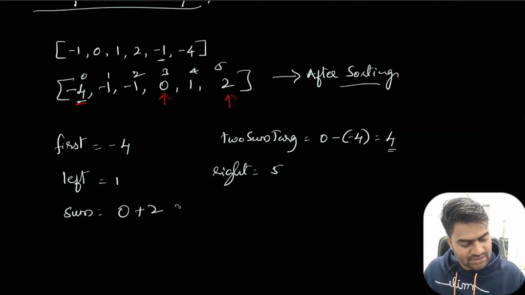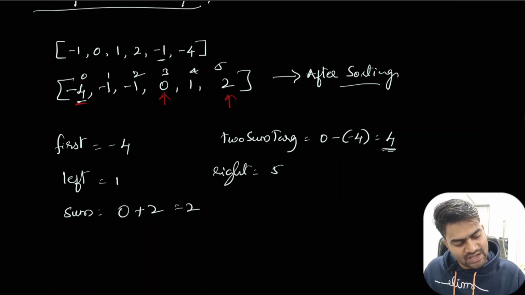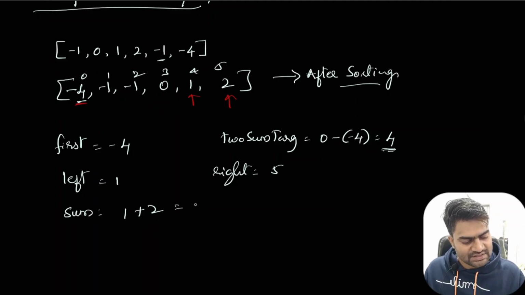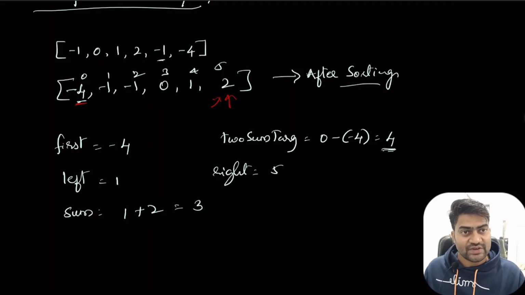What is the total? Which is 2. Again, this is less than our target, which is 4. So I will increment my left pointer. Now this will be 1 plus 2, which gives us 3. Again, 3 is less than 4. So I need to increment my left pointer, which I do now. Now our left pointer and right pointer point at the same number, so we will have to stop. Now this is one iteration. It means we did not find any triplets.